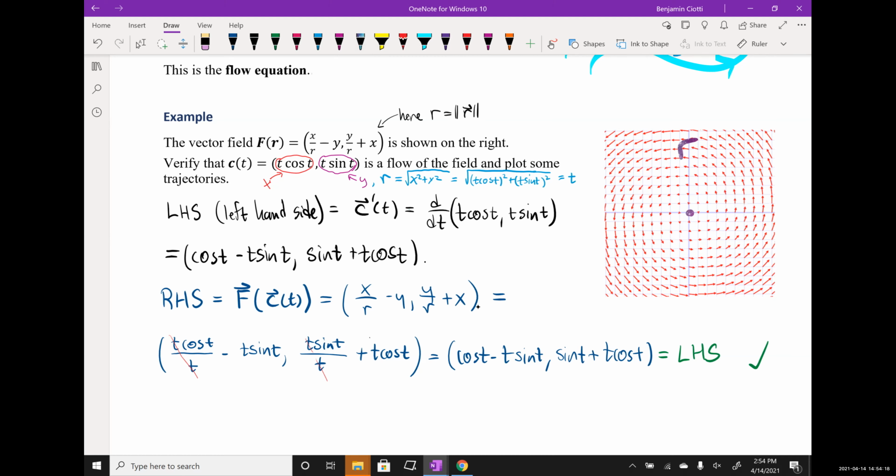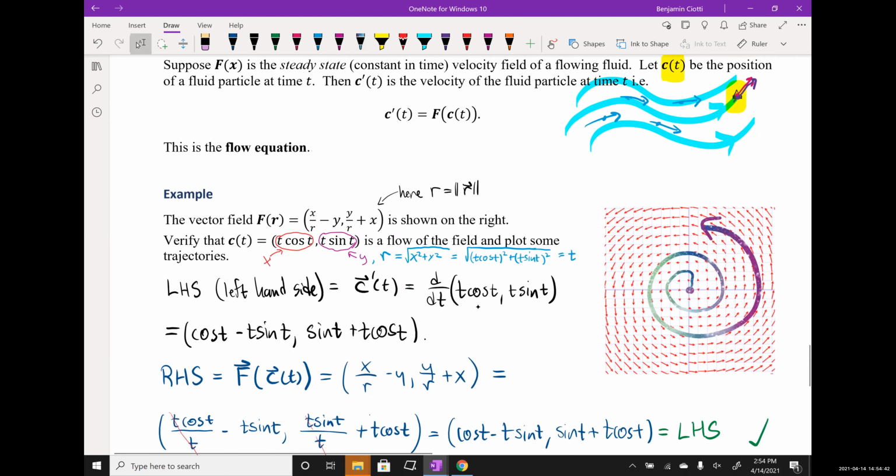Does this flow equation mean that it doesn't matter what kind of equation it is for the vector field, they are always equal to c prime of t? No, in general most trajectories would not satisfy that equation. I had to choose a very specific one, which ended up being a solution of the flow equation. So if this equation is not satisfied, then the trajectory that you inputted would not be a flow of that vector field.